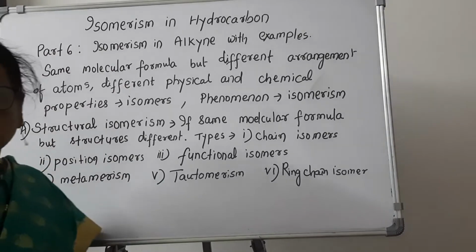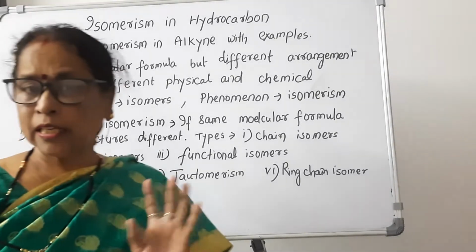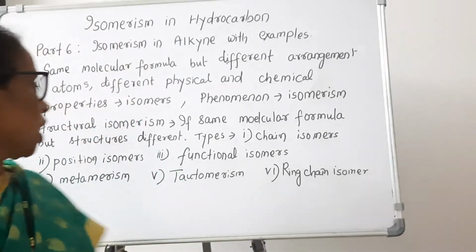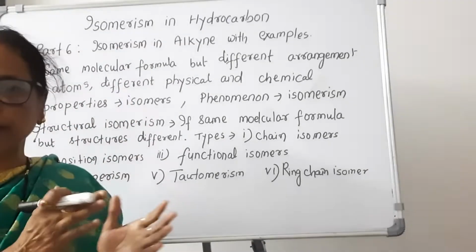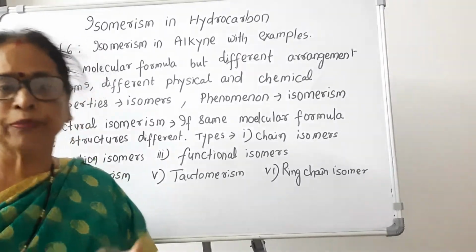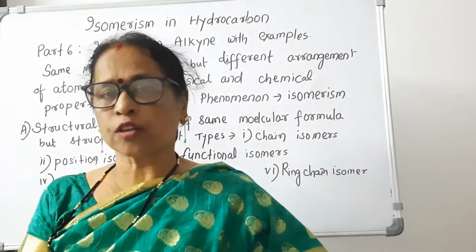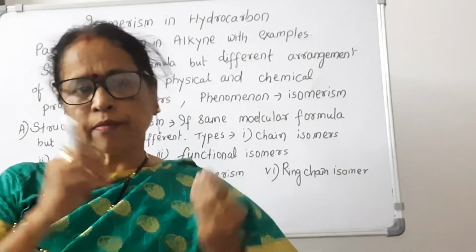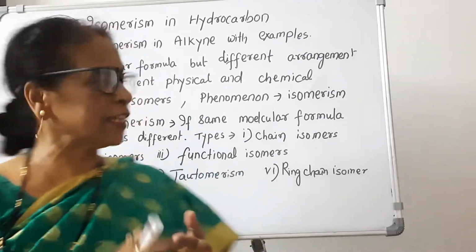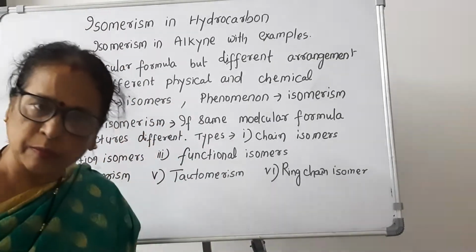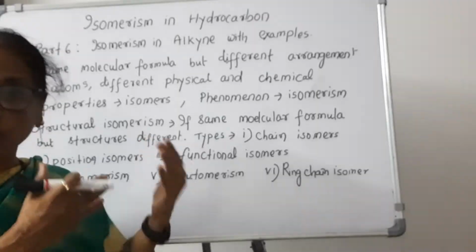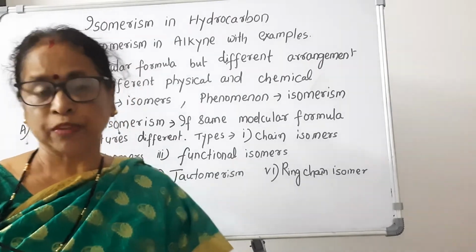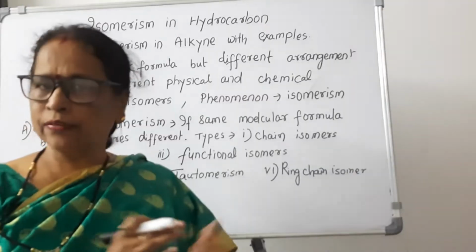Now, first is structural isomerism, very important. One is structural isomerism, and the second, also very important, is stereoisomerism. Structural isomerism means the same molecular formula but different structures. When you count the number of carbon and hydrogen atoms in the molecule, it is the same, but the arrangement and structures are different. Then it is called structural isomerism. Structural isomerism has different types.